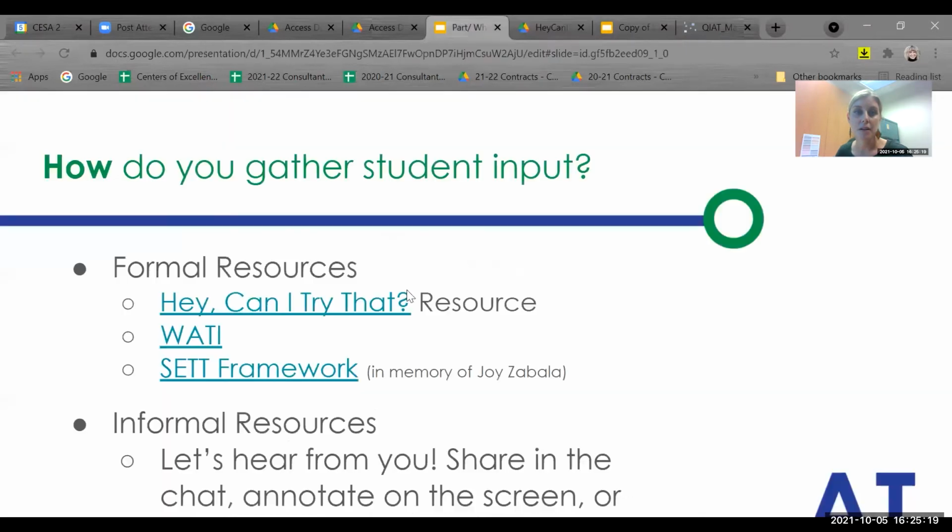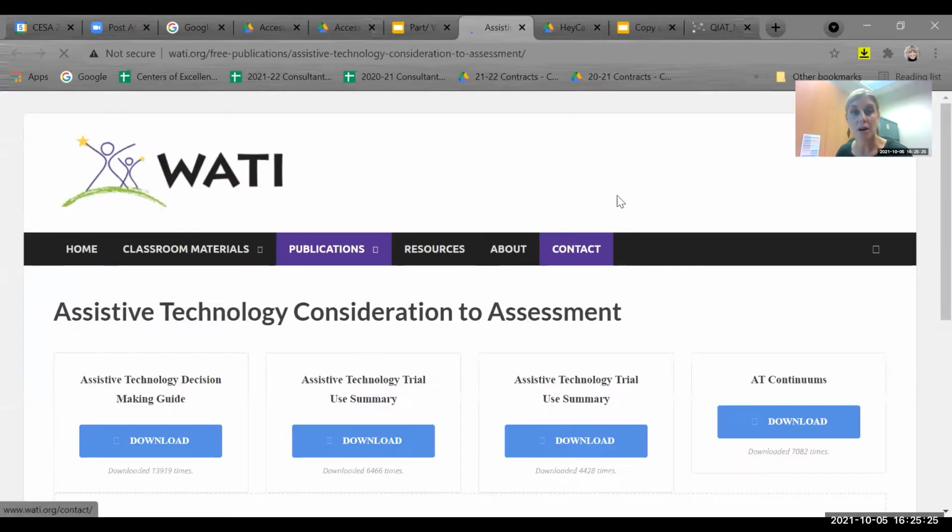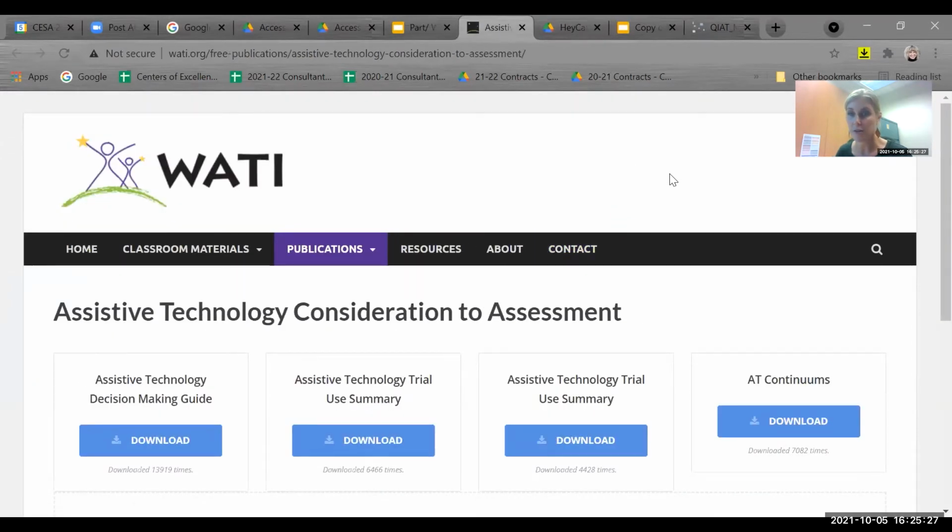And then the next resources are through AT Forward. If you've been here before, you most likely are aware of all of this. If you have not, check this website out. Lots of great resources, including the decision-making guide to help you organize your thoughts with students and figure out some of the questions that might be popping up.